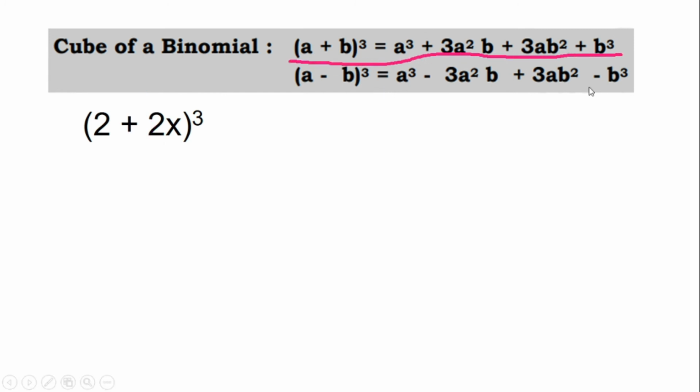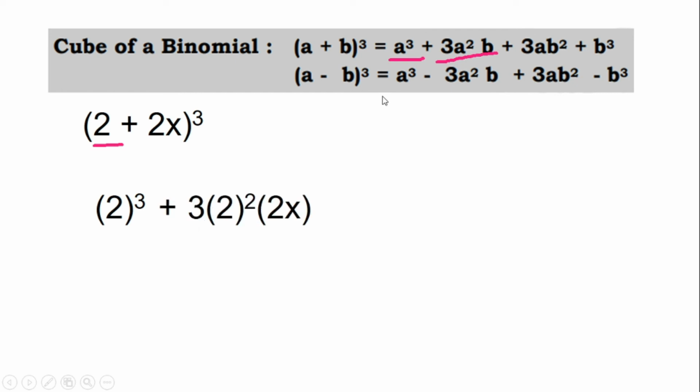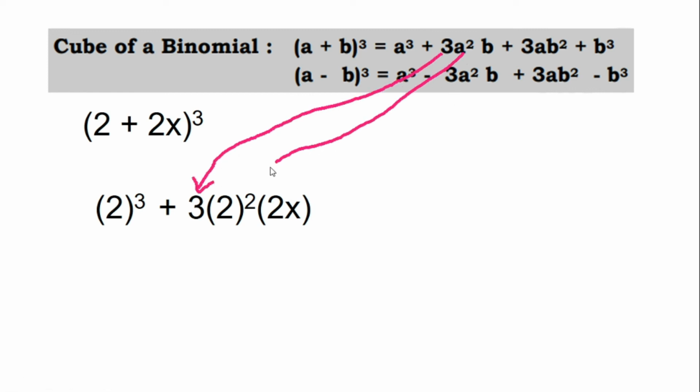Okay? So, we have a cube. That is 2 cube. Bakit? A cube kasi ang first term natin is 2. So, 2 cube. Plus 3a squared b. So, we have plus 3. Ayun si 3. Si a squared natin, ang first term natin is 2. That's why 2 squared. Tapos si b natin ay yung second term na 2x. That's why 2x. So, 3 multiplied by 2 squared times 2x.